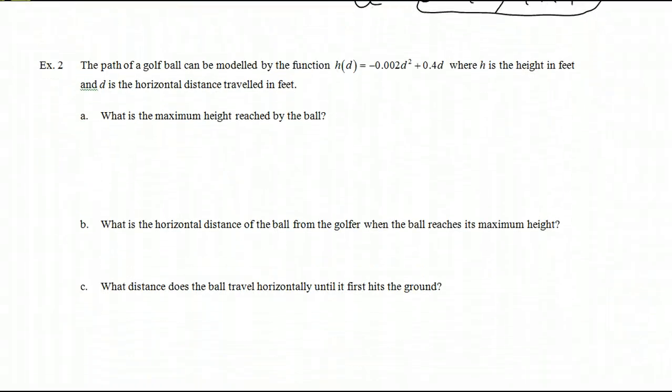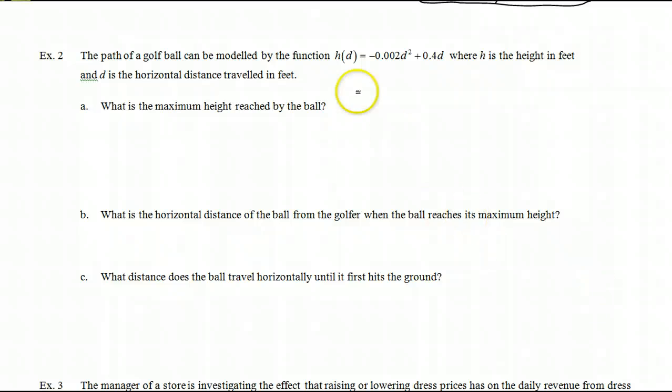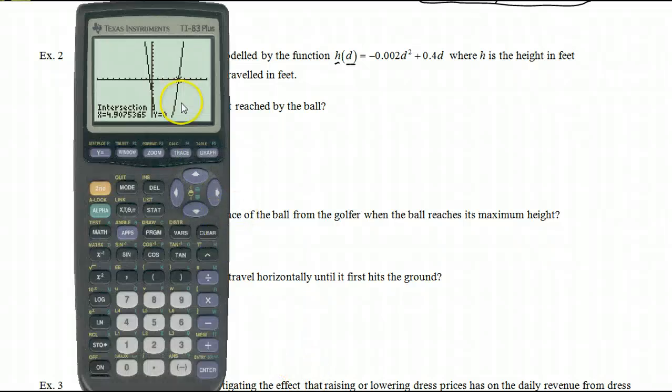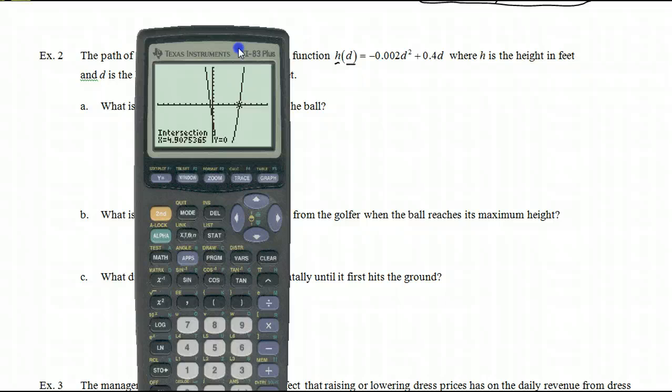Path of a golf ball can be modeled by the function h of d. So in this case, function notation, height as a function of distance, horizontal distance, equal to negative 0.002 d squared plus 0.4 d, where h is the height in feet and d is the horizontal distance traveled in feet. What is the maximum height reached by the ball? So we're going to do this by graphing. I'm going to come down and get the graphing calculator. Let's slide it over a bit.